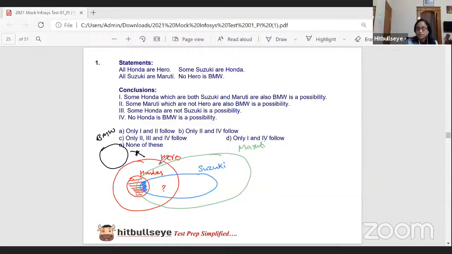So all Hondas are hero. Honda is completely enclosed by hero. Some Suzuki are Honda. So Suzuki, Honda have some common intersection. Suzuki is completely enclosed by Maruti. No hero is BMW. So hero and BMW have nothing in common. Any problem with the diagram, first of all?